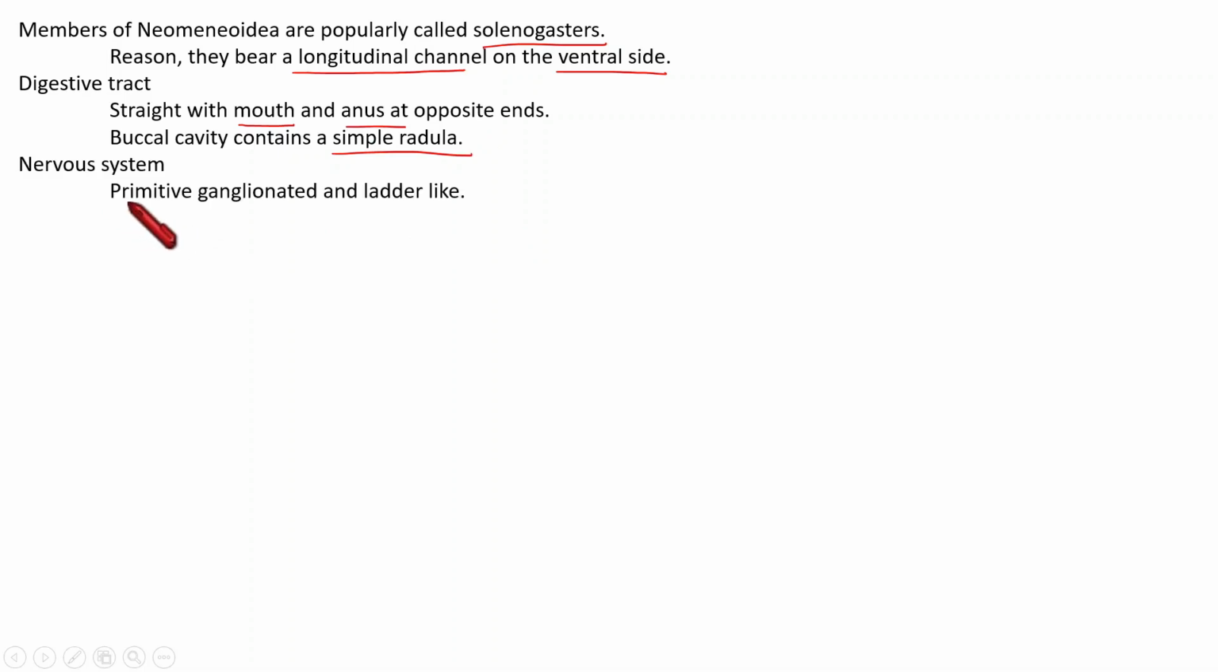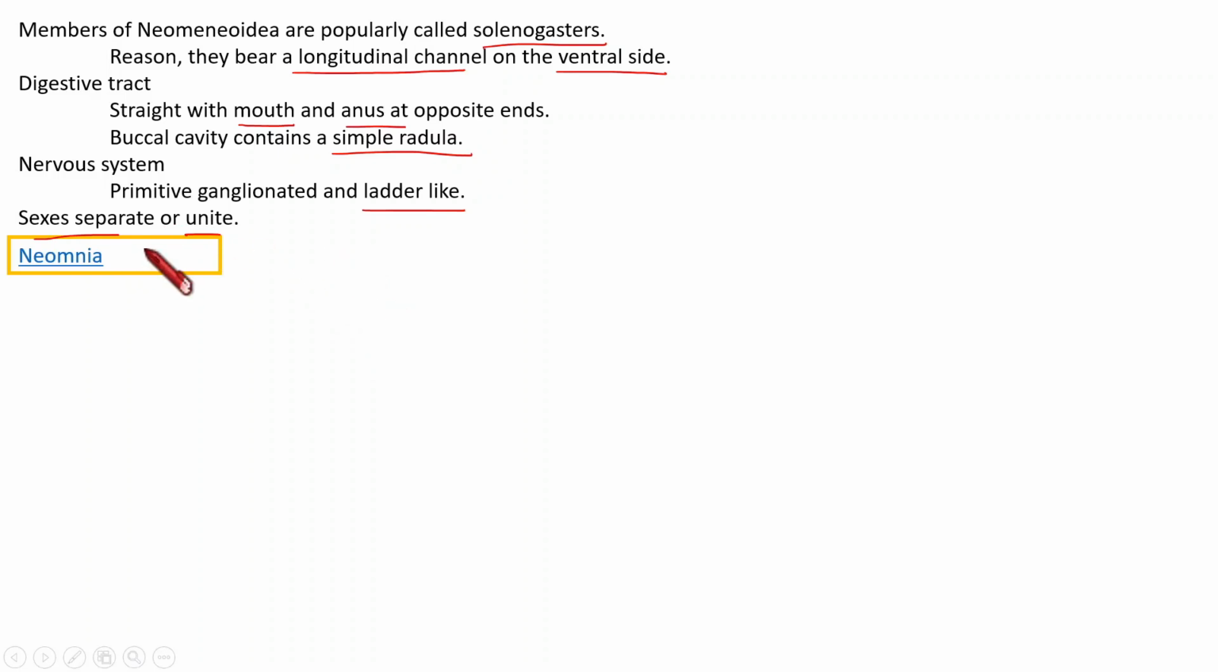The nervous system, I already told you what type. It's a primitive type, ganglionated, that means with ganglia, and its appearance is like a ladder. I already explained that, so I'm not going to explain it once more here. Sexes are separate or united, that means gonochoric as well as hermaphrodite forms are present under this order.